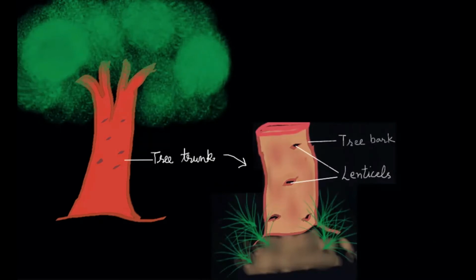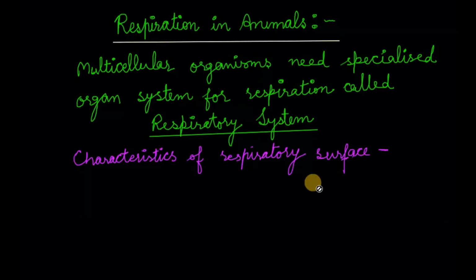Other than stomata, lenticels may also help in gaseous exchange. The tree trunk has some ruptured spaces here. These cracks or ruptured areas are known as lenticels. Inside these lenticels, loosely packed cells are present. Through these loosely placed cells, gaseous exchange occurs.